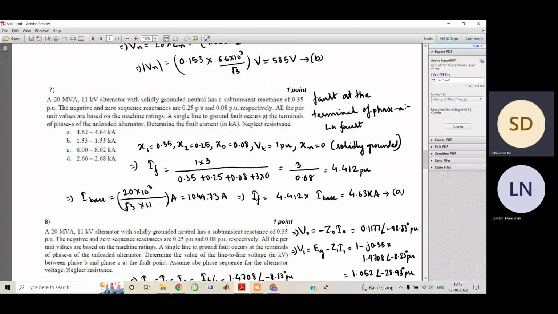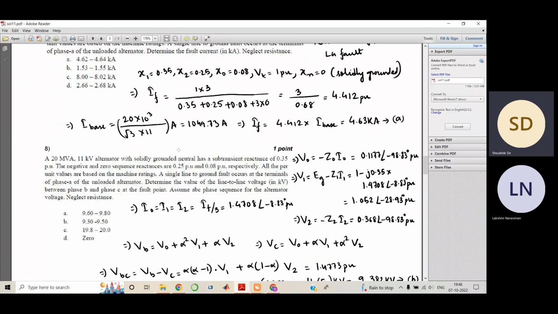A single line to ground fault occurs at the terminals of phase A of the unloaded alternator. So this is again a line to ground fault, and they have mentioned solidly grounded neutral. Therefore, you have no ground to neutral reactance or resistance, so your Xn is 0. Again, you use the same formula, and your fault current comes out to be 4.412 per unit for the line to ground fault. Here you find the base current, and the fault current in kiloampere is 4.63, which is option E.